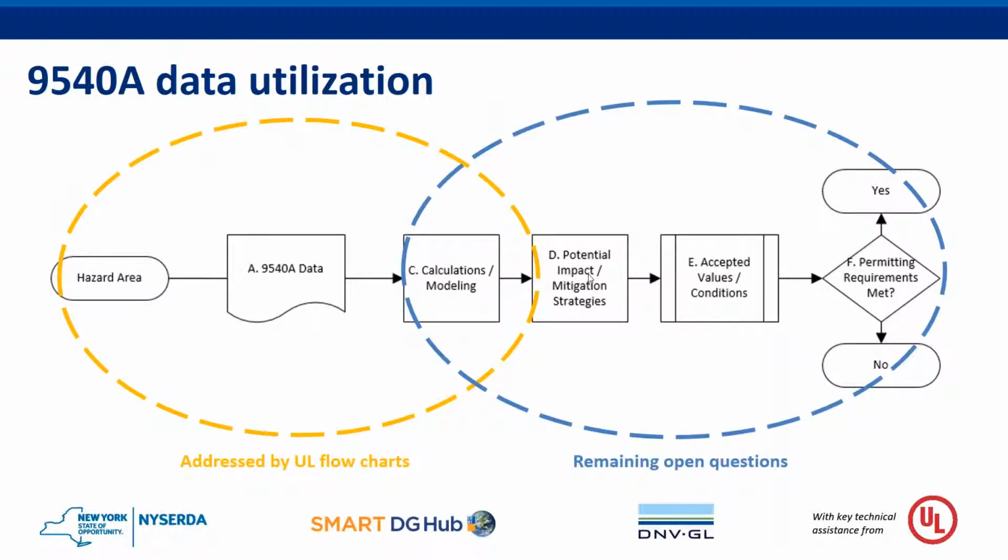Now, UL's created a series of flowcharts that outlines the 4 levels of testing, which is cell, module, unit, and installation level testing, as well as a flowchart to outline how the 9540A data can be used for deflagration analysis. So that sheds a lot of light on how to go about some of those calculations and what you should be looking at. But there are some remaining open questions, especially around the areas of permitting in New York City, what the FDNY and DOB will find acceptable. So what we're trying to do in this process is, or actually, you can go to the next slide.